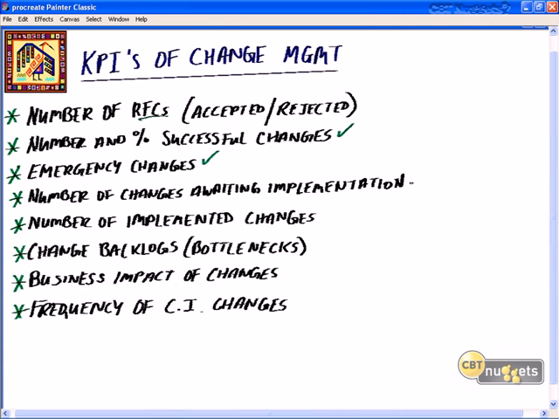How many changes are waiting to be implemented? What is the backlog? That kind of goes back down here to what is the change backlog? What are the bottlenecks that are existing right now? That's going to cut into productivity and efficiency, and it's going to really hurt continual improvement. What are the number of implemented changes? What is the business impact of these changes, and has it had its desired effect? And what is the frequency of configuration item changes? These are all good key performance indicators that should be part of the metrics and the ongoing analysis and reporting and database results from an ongoing change management infrastructure.